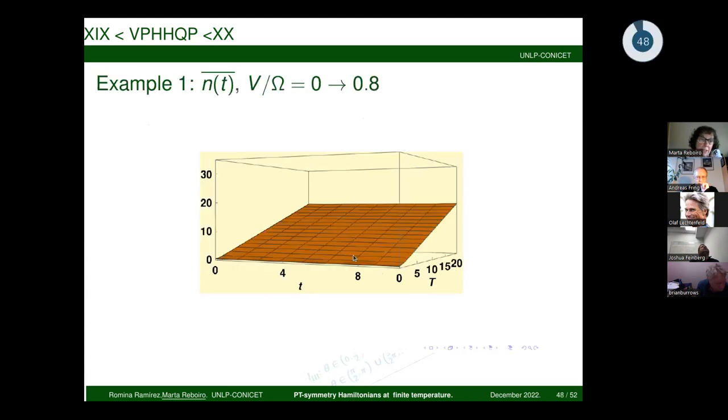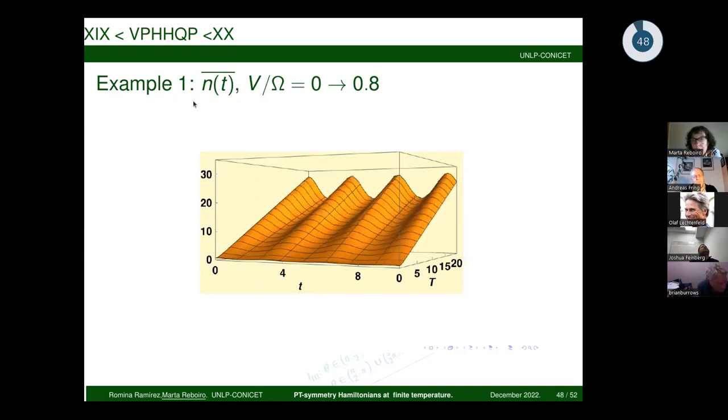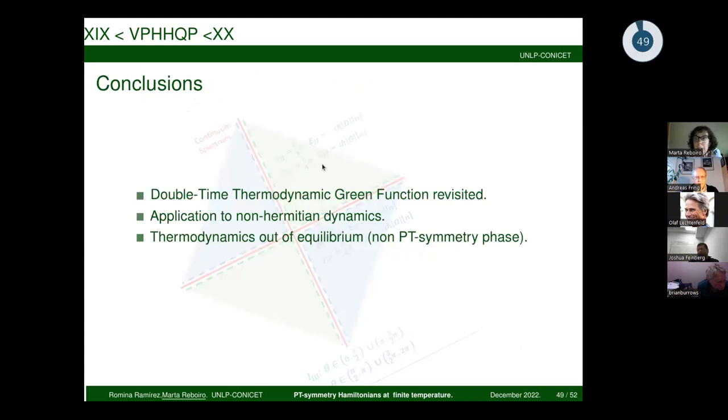If one compares this with what happens with the normal, the usual harmonic oscillator, clearly the behavior is different. So, my conclusion is that there are still open questions in the no-PT-symmetry phase when we talk of finite temperature, and this should be a way to look at thermodynamics out of equilibrium.